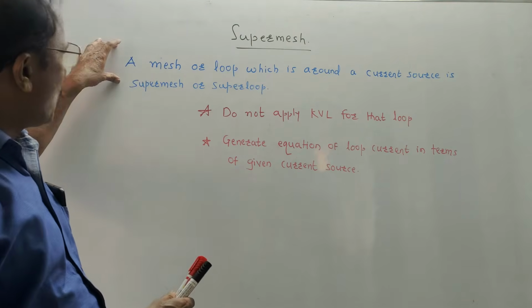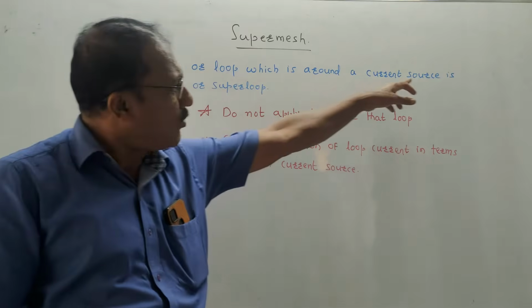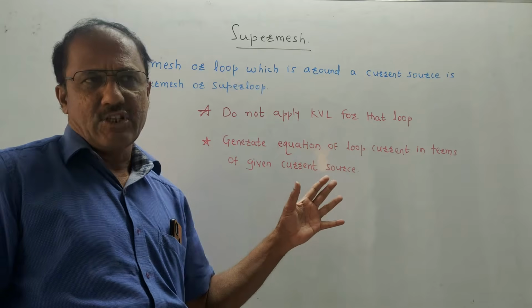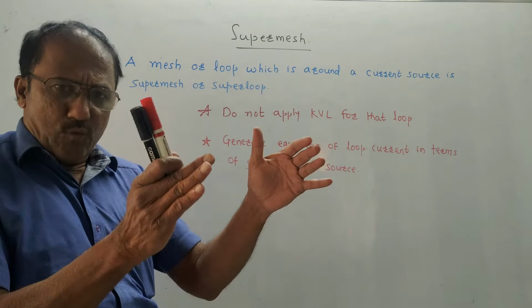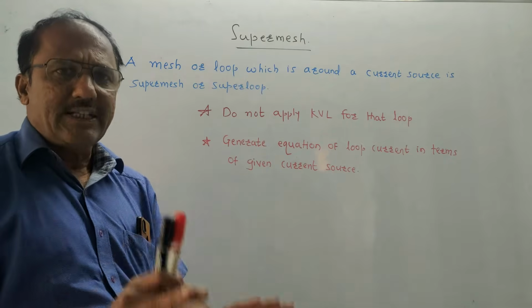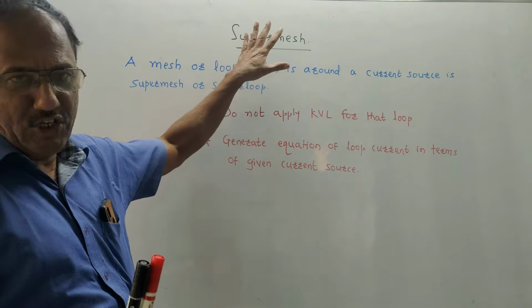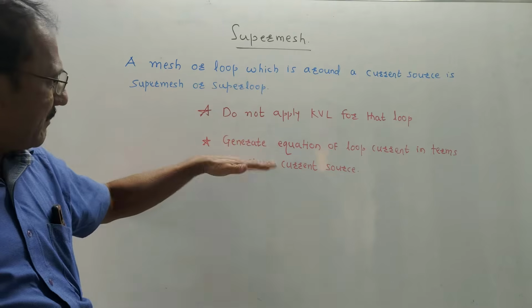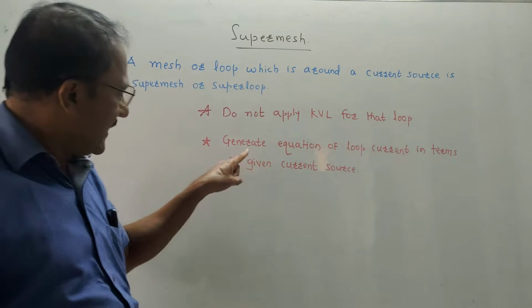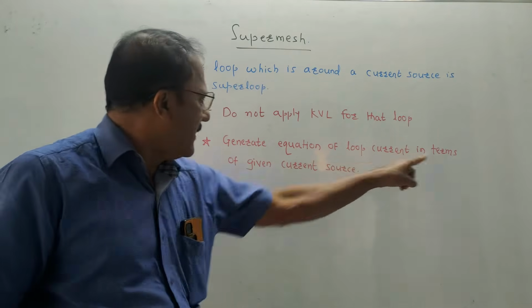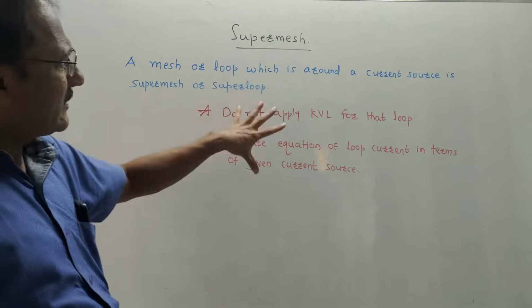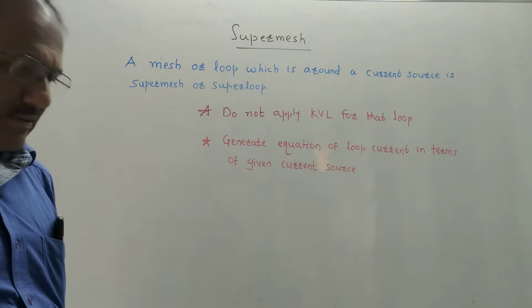First part, what is a super mesh? A mesh or loop which is around a current source is a super mesh or super loop. In simplified language, if in a loop instead of a voltage source there is a current source, that loop is said to be a super loop or super mesh. Two things you need to keep in mind. Do not apply KVL for that loop. Second, generate the equation of loop current in terms of the given current source. Let us solve the numerical so that this concept will be more clear to you.